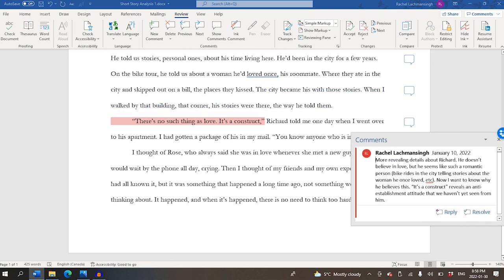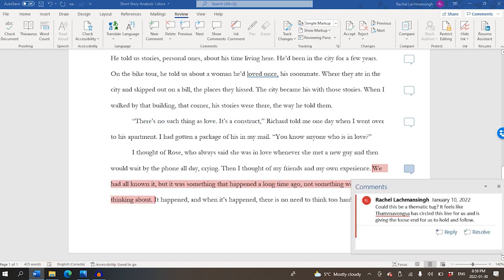So the next line that I highlighted is, "There's no such thing as love. It's a construct." This is another moment of revealing details, but for Richard. He doesn't believe in love, but he seems like such a romantic person. He's riding bikes in the city, telling stories about the woman he once loved, and hosting parties. There's an air of romanticism to how he constructs his life, how we would assume people in movies live. And now I want to know why he believes that there's no such thing as love. The phrase "it's a construct" reveals an anti-establishment attitude that we haven't yet seen from Richard. I wonder if it's going to appear again, his proclivity for going against the norms, against the status quo.